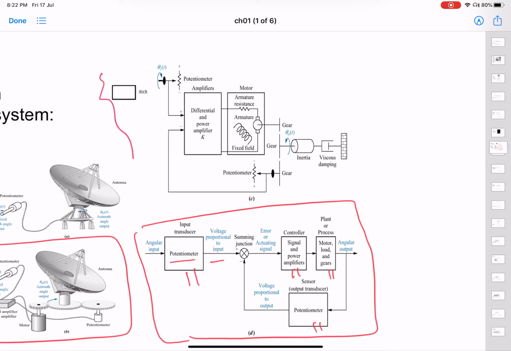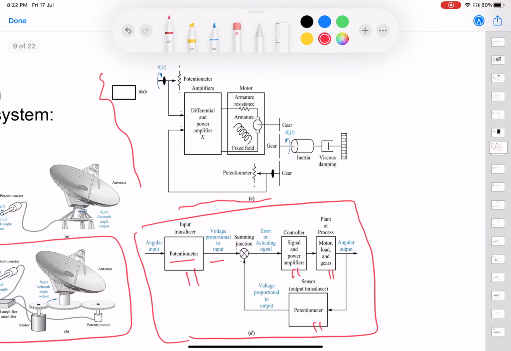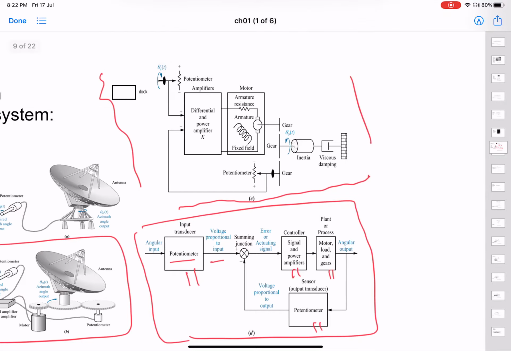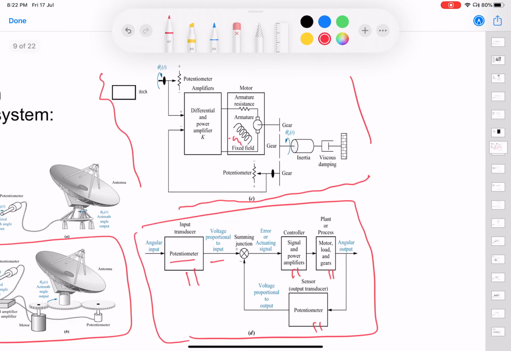This is the schematic, and the schematic illustrates the scheme of control that we are trying to implement. So you draw the differential and power amplifier, you draw the motor, what kind of motor it is roughly, see what kind of control you're doing. You draw the equivalent, the mechanical equivalent of the antenna, and other things, right?